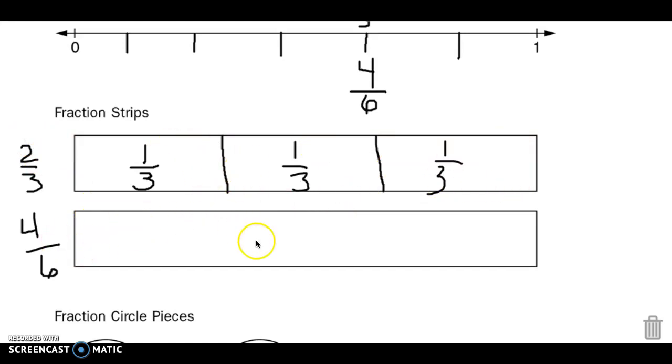Now we need to break this whole into, well, our denominator says 6. So we need to break this into 6 equal parts, but I'm going to use my same strategy where I bring down my third. But if I break these in half, my number doubles. That denominator doubles. So this becomes 1, 2, 3, 4, 5, 6.